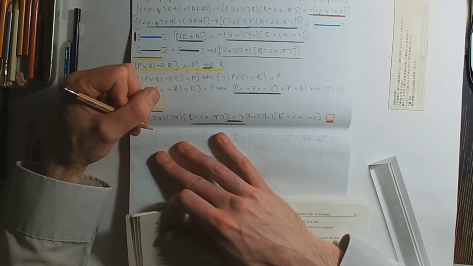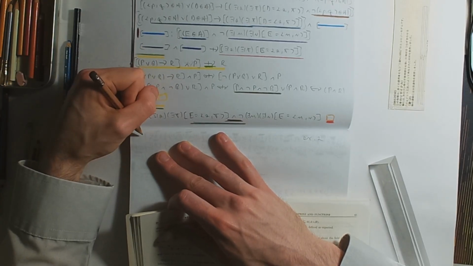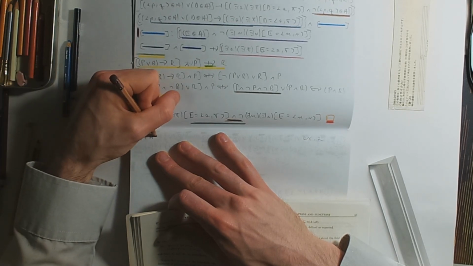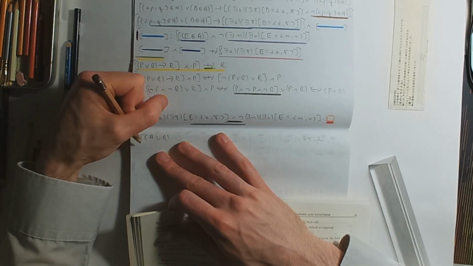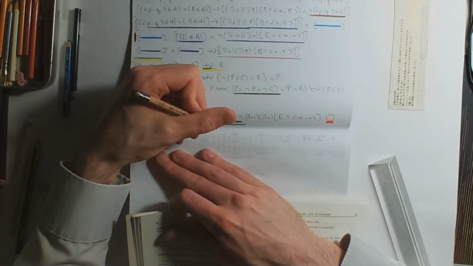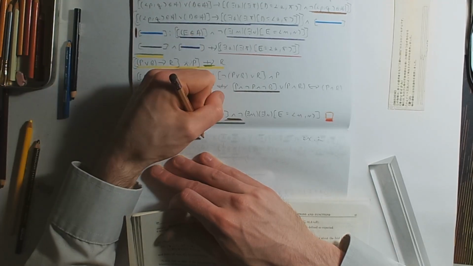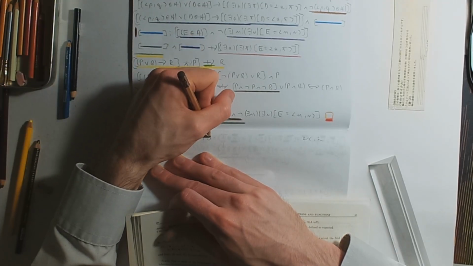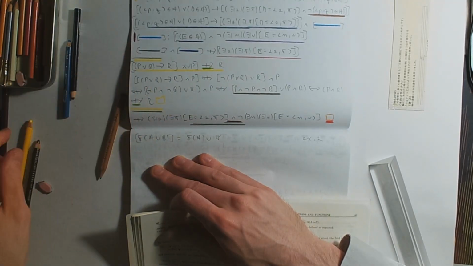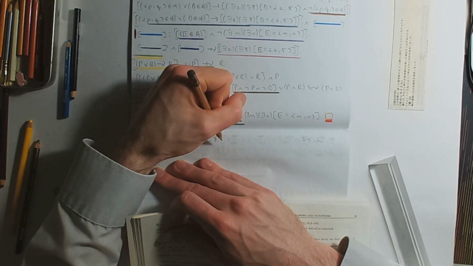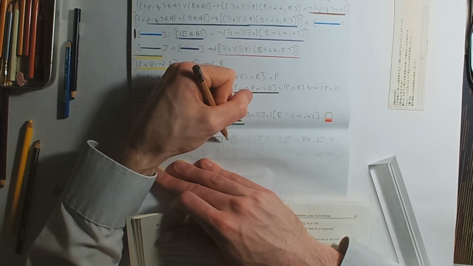Okay, so domain of A, rather the field of A union B is equal to the field of A union the field, that's the domain, field of B.